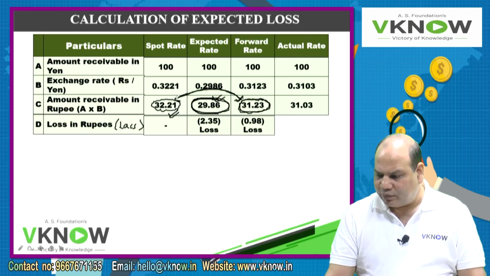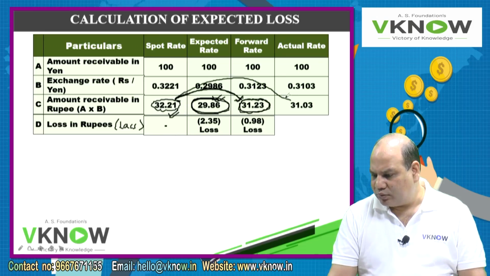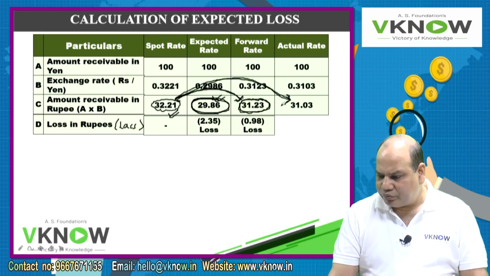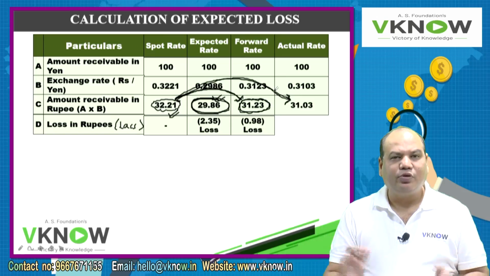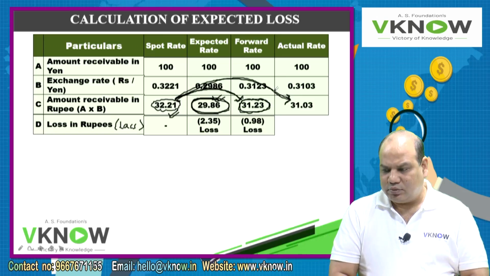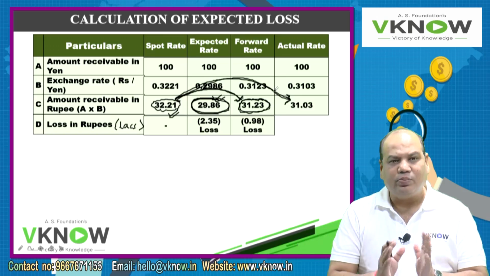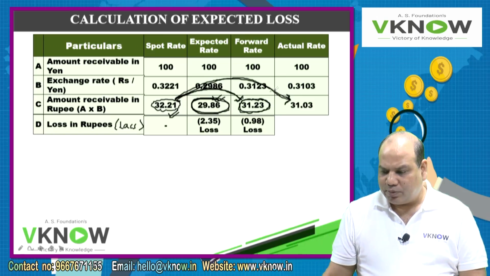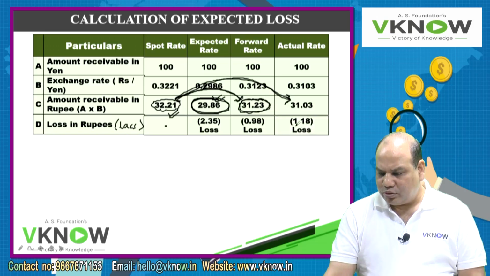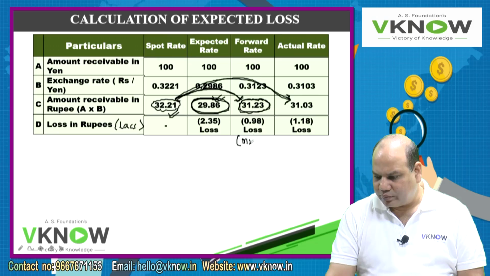Now you compare with actual. Compare this with actual. Had you just waited for 6 months and done nothing, then you would have received 31.03 lakhs. Compared to spot rate, your loss will be 1.18 lakhs. So the loss is minimum here.